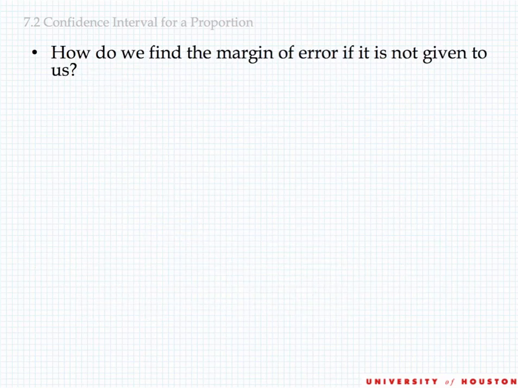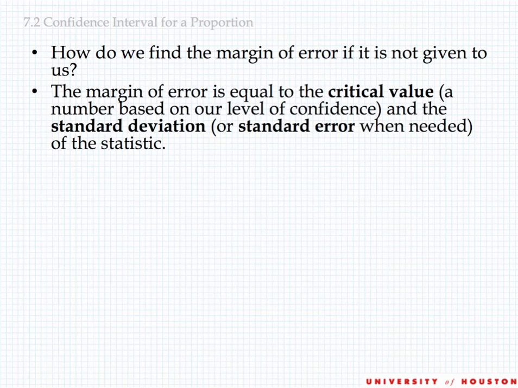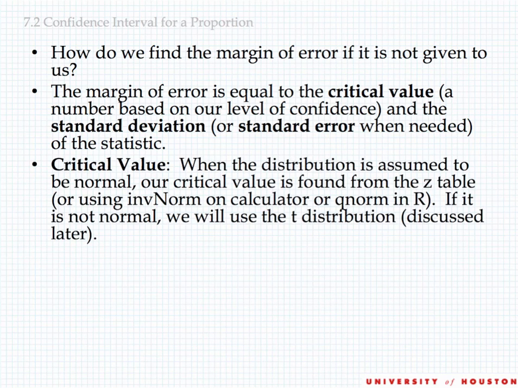So how do we find the margin of error if it's not given to us outright? The margin of error is equal to the critical value, a number based on our level of confidence, and the standard deviation or standard error of the statistic. The critical value depends on the type of distribution that we have. We'll talk about normal distributions and t-distributions with our confidence intervals, but there are more than that.